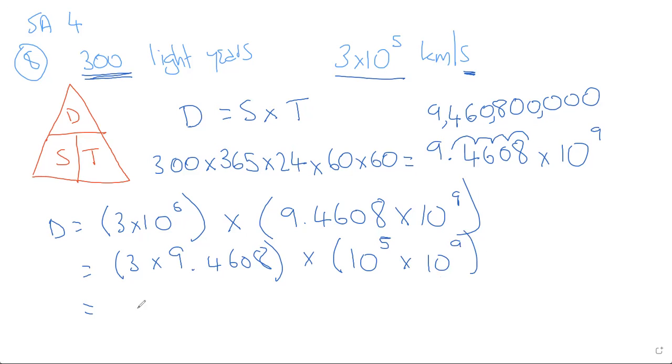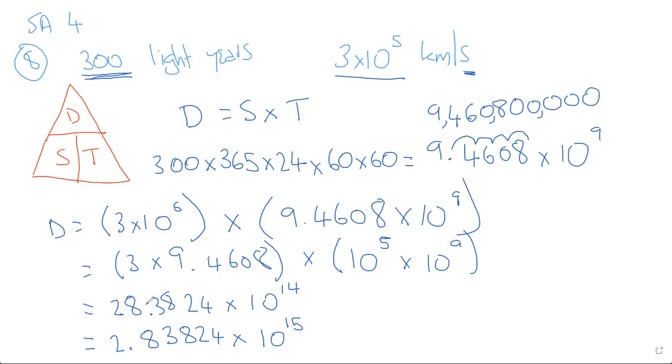All right. So then this number here, 3 times 9 point whatever, is going to give us 28.3824. Times 10, and remember when I'm multiplying, I just add these numbers, so this is 14. So this is my answer, but it is not in scientific notation yet because I have more than one number in front of the decimal place. So I'm going to write it like this, and I moved it one place. So I have to add another number to the power because I've moved it one place across.